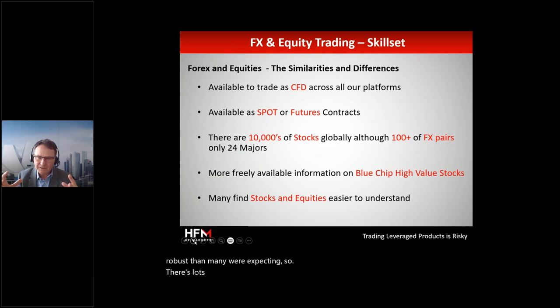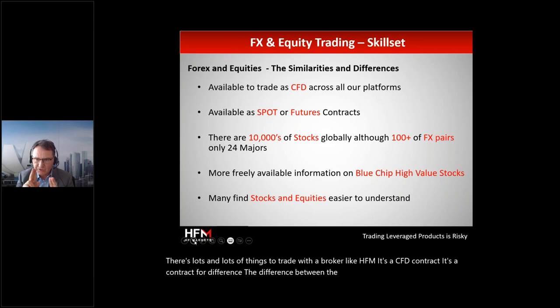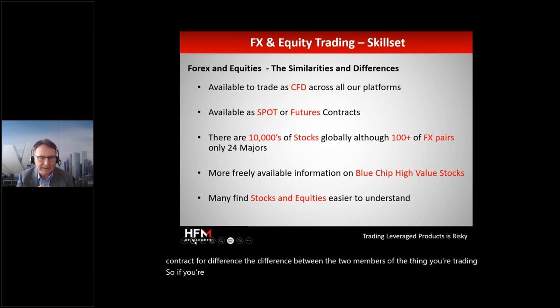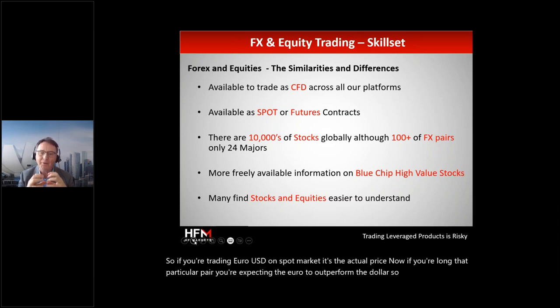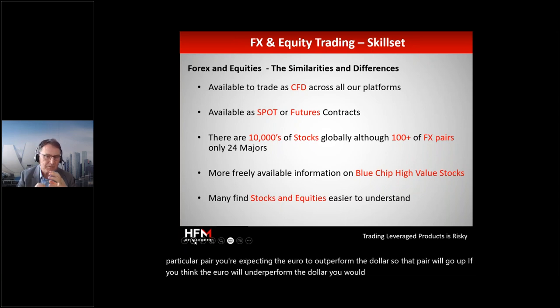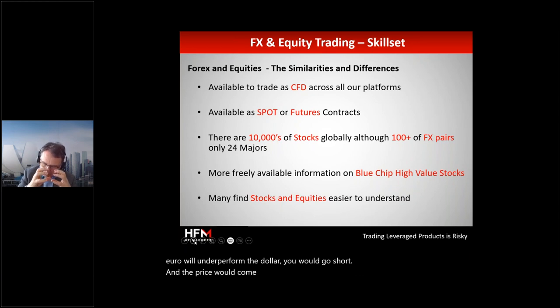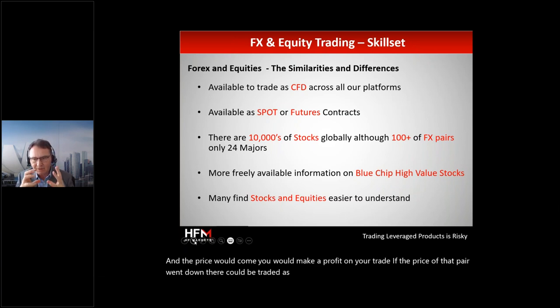So there's lots and lots of things to trade with a broker like HFM. It's a CFD contract, a contract for difference: the difference between the two members of the thing you're trading. If you're trading Euro USD on the spot market, it's the actual price now. If you're long that pair, you're expecting the euro to outperform the dollar, so that pair will go up. If you think the euro will underperform the dollar, you would go short, and you would make a profit if the price of that pair went down. They can be traded as spot contracts, as I say, the price now, or futures contracts for the potential direction of price in the future.